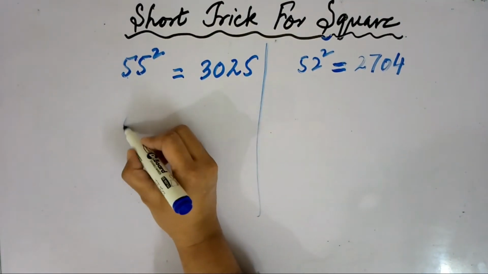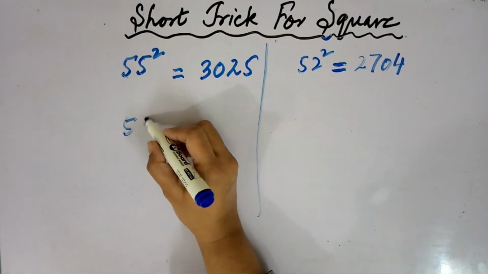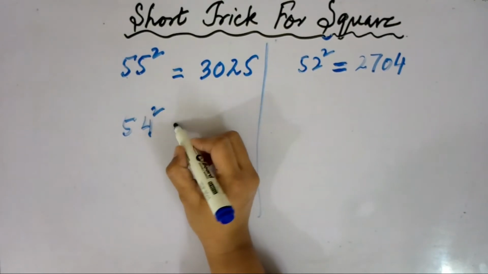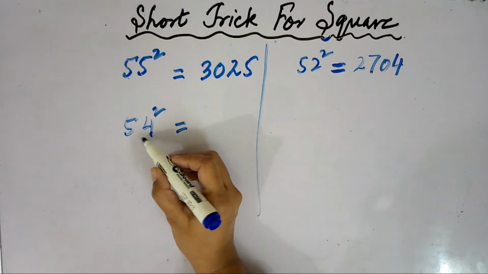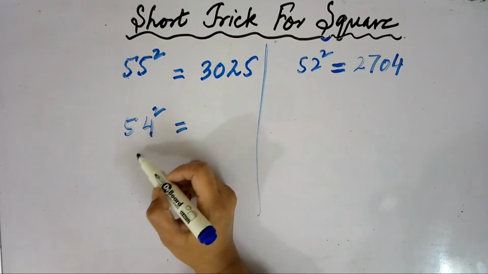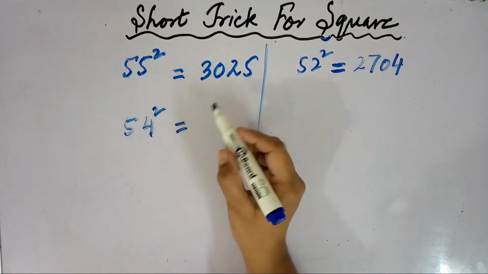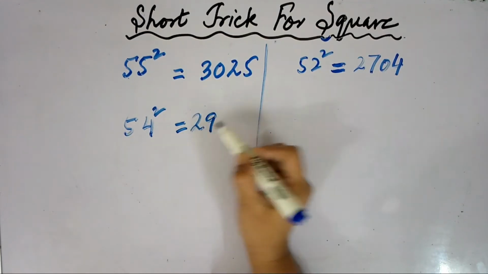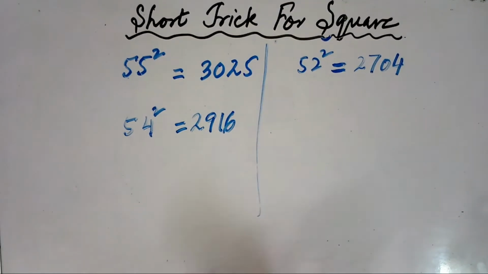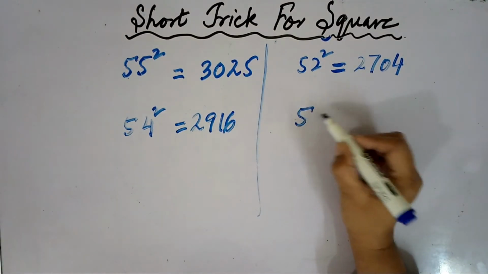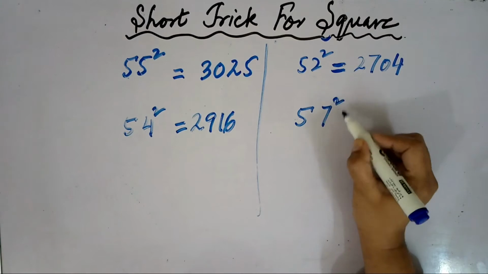Now I am taking 54. This is 4 greater than 50. So what will we do? Our reference point 25, 25 plus 4, this is 29, and 4 4s are 16. This is your answer.